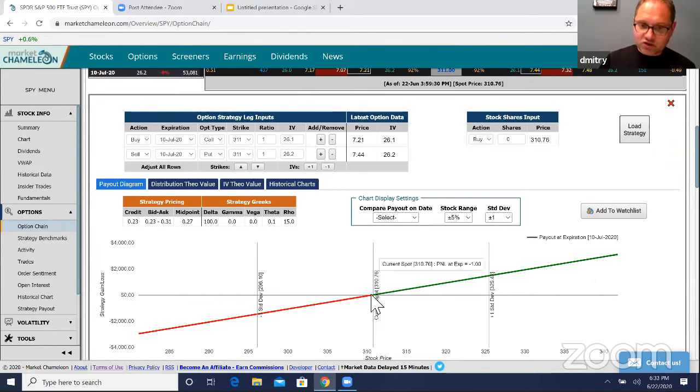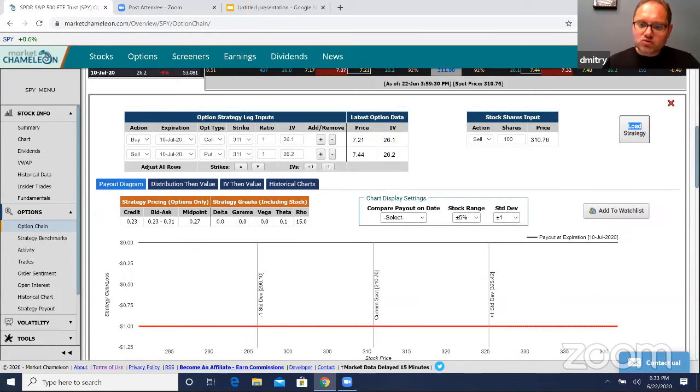If the stock increases from 311, you just make money dollar for dollar. If it decreases from 311, you just keep losing dollar for dollar. It's a synthetic stock. This is a long synthetic stock. How do you hedge it? You sell short 100, because I only did one option here. Bought one call, sold one put, sell short 100. And this is what it looks like. It's flat no matter where you go.